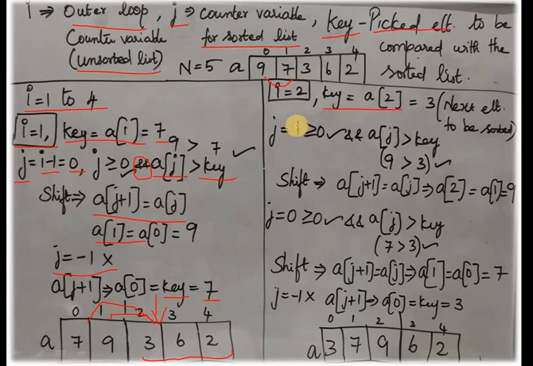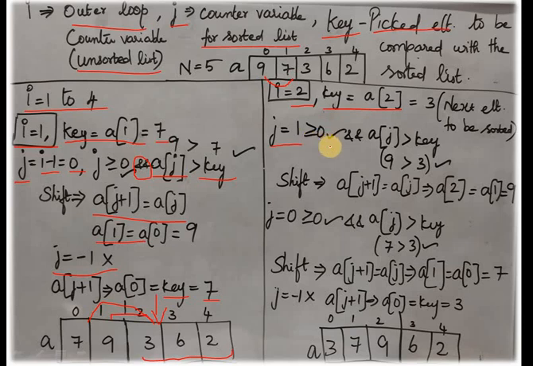Okay, so now I is 2. So what is the j value? J value is I minus 1. Since I is 2, where is the sorted list? I minus 1, so from I minus 1 the sorted list starts, and its ending is 0 to I minus 1. We are moving in reverse order. So j is equal to 1.